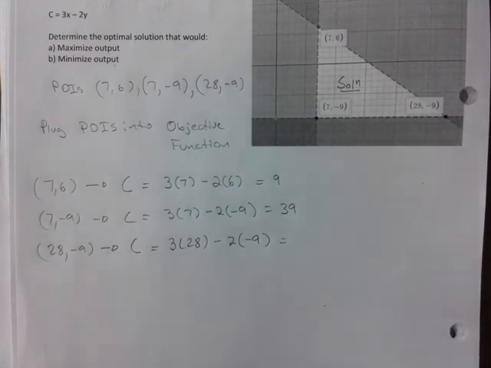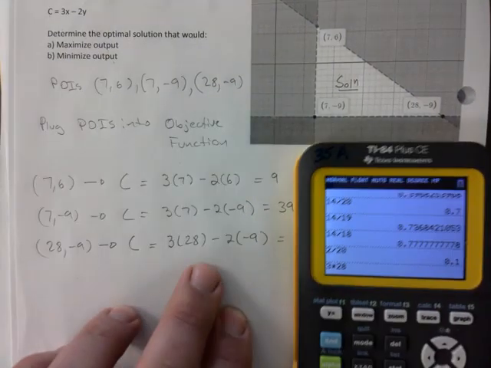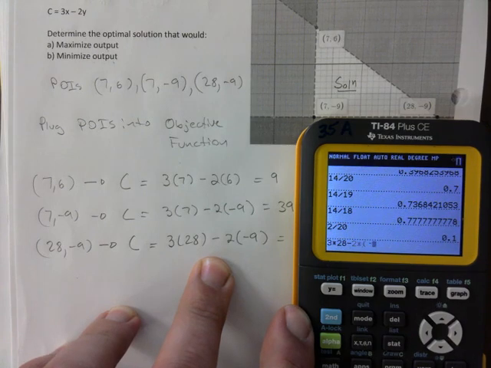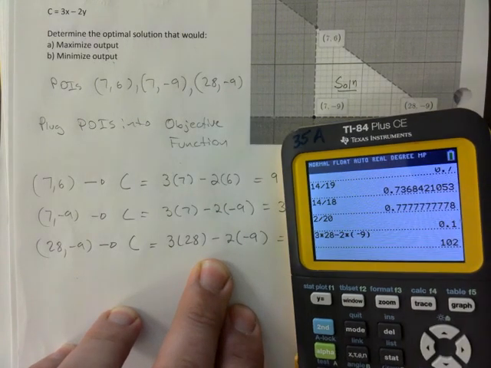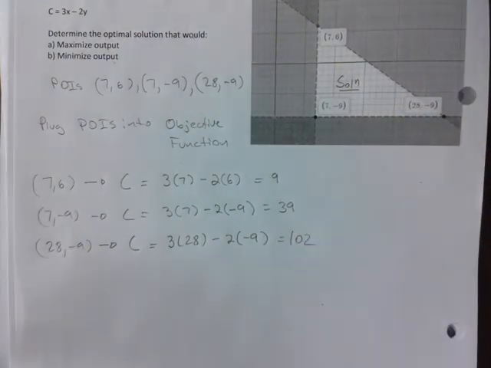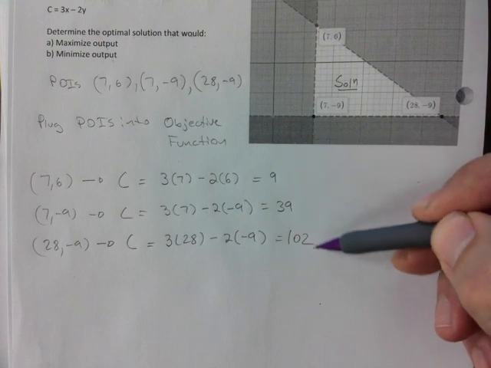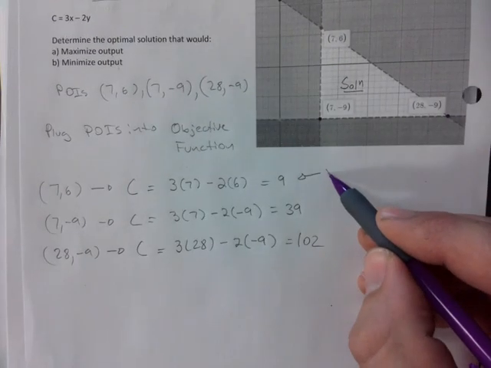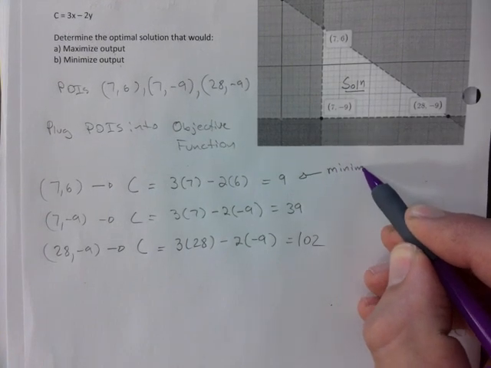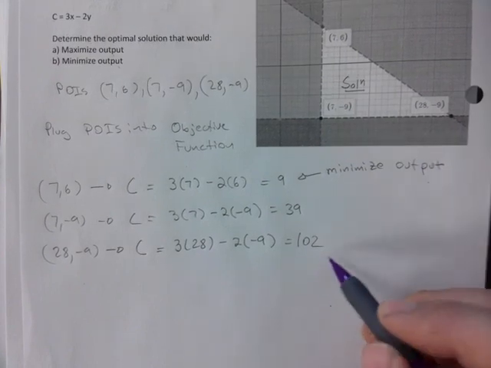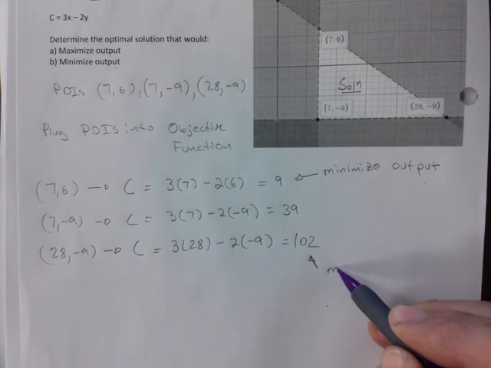And this is 3 times 28. It's too early for me to do that one. You just type it in exactly like you see it, minus 2 times negative 9. That's 102. So that's what you do, and you look at these numbers. This will minimize output, and obviously this will maximize.